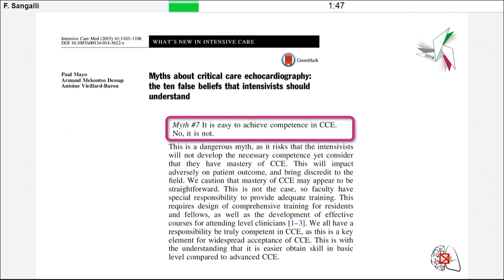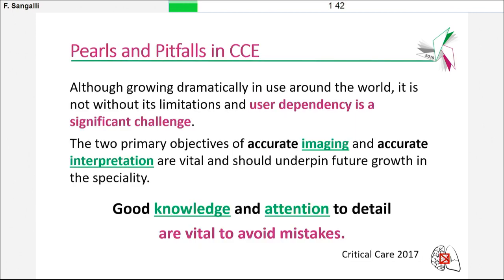Given that it is not easy to achieve competence in critical care echocardiography, as I already told you, we have two problems. The first one is to obtain images, and in this aspect, unfortunately, TOE is able to give us better images. It's easier. Anyone, after a few tries, can have optimal images. However, to translate those into good clinical practice, into an effect on the outcome of the patient, we have to interpret, and this requires a little bit more experience.